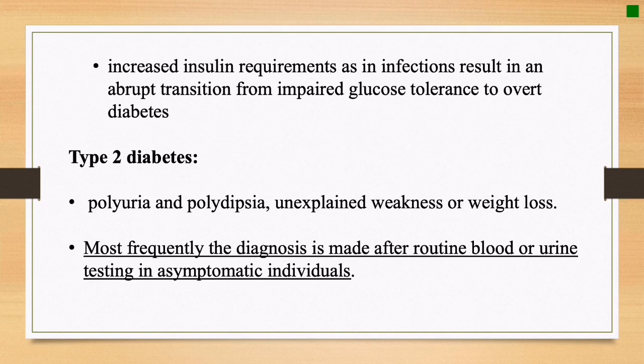Type 2 diabetes, on the other hand, also may manifest with polyuria and polydipsia. In some cases, medical attention is sought because of an unexplained weakness or weight loss. Most frequently, however, the diagnosis is made after routine blood or urine testing in asymptomatic individuals.